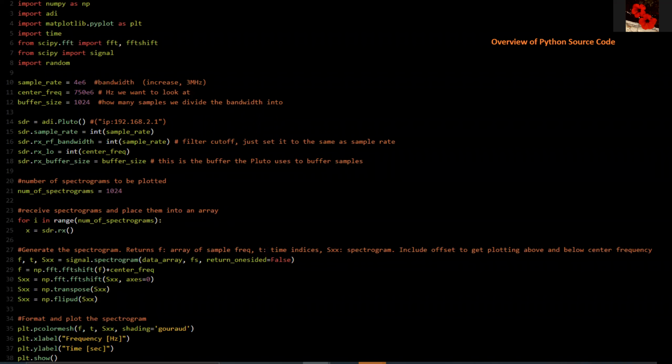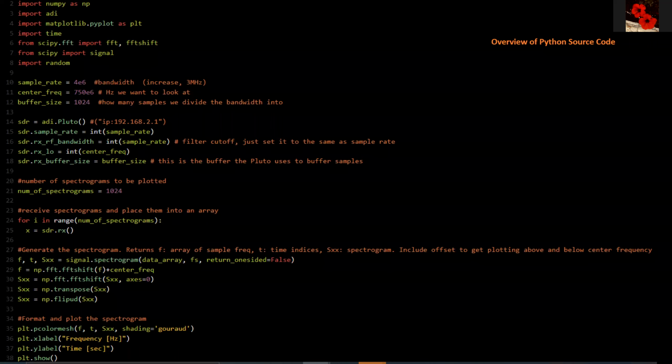So now we're going to go over the Python source code. Lines 1 through 8 were where we imported all the relevant libraries we would need for this project. We then defined and set the sample rate, center frequency, and buffer size. These parameters were changed depending on the wireless transmission we were looking at. Then in the next section, we configure and set up the radio, creating an object of the Pluto radio.